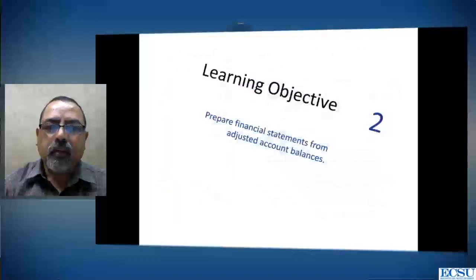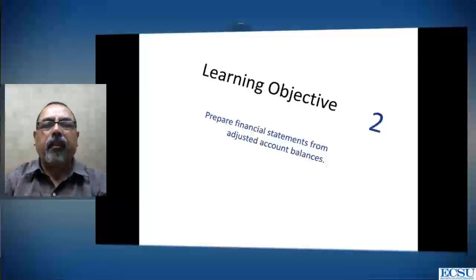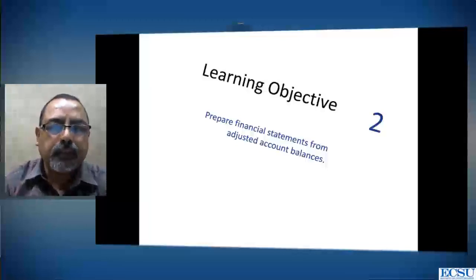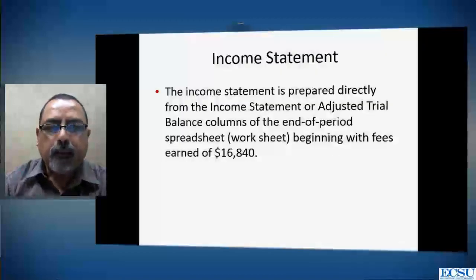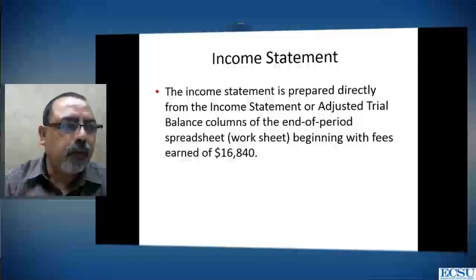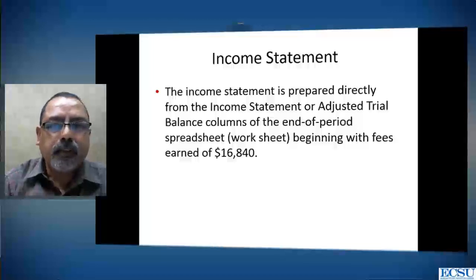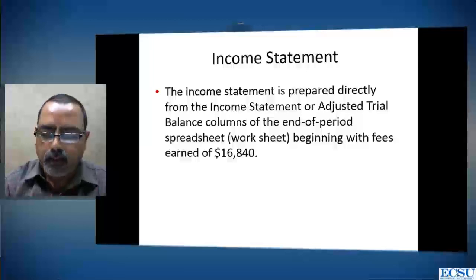So this is a format for the worksheet. Now, the next learning objective deals with preparation of financial statements from adjusted account balances. First is the income statement, as I have been talking to you about it. The income statement is prepared directly from the income statement or adjusted trial balance columns of the end-of-period spreadsheet, that is the worksheet that I just explained to you, beginning with the fees earned of 16,840 in our example.